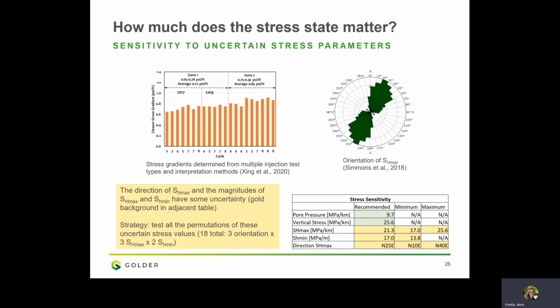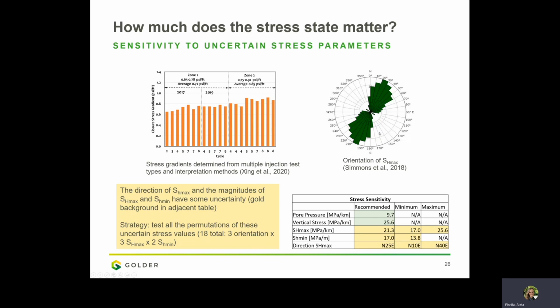The FORGE team measured the stress gradients from multiple injection tests, and that's presented in the paper Zing et al. 2020. That's a Stanford paper too. The tests were conducted in 2017 and also 2019 in a couple different zones in the pilot well, and you can see that there is some uncertainty in what those stress gradients are.